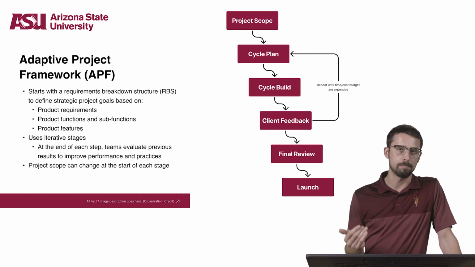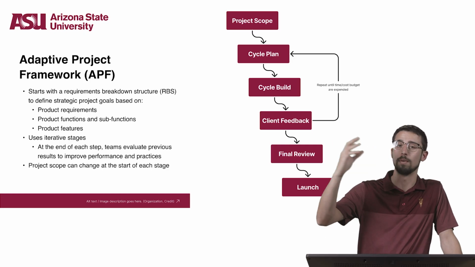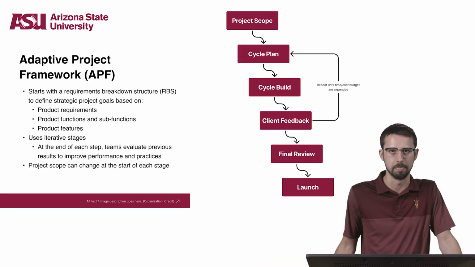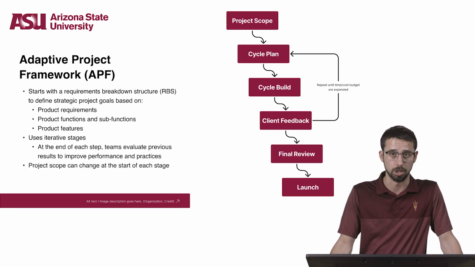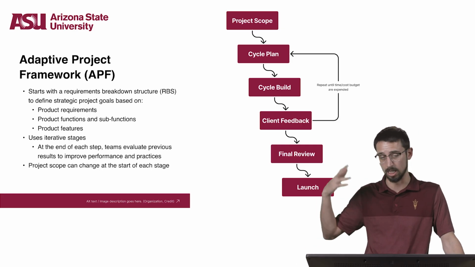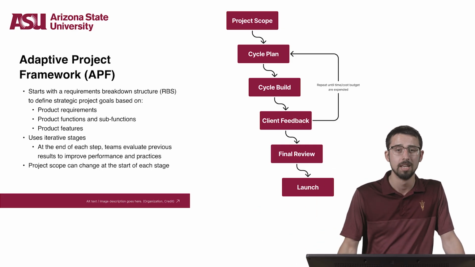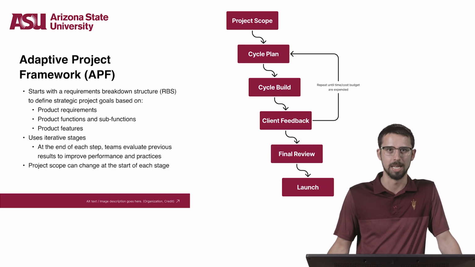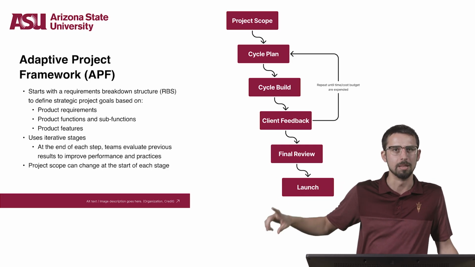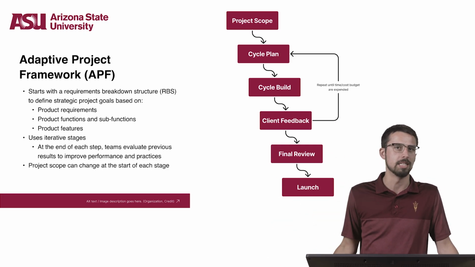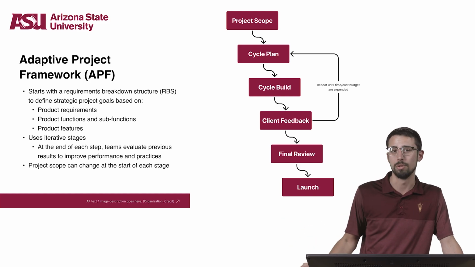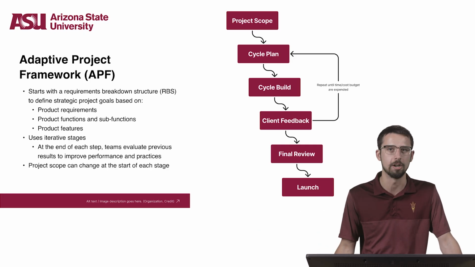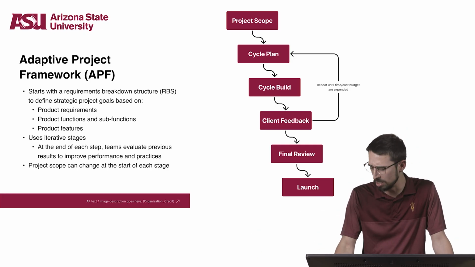And then the adaptive project framework grew from the difficulty of managing most IT projects using traditional project management methods, primarily due to uncertain and just really vastly changing requirements. And notice that this looks an awful lot like a waterfall, but there's an odd loop in the middle there that reconnects the client feedback phase to the cycle plan. Also note that loop says repeat until time/cost budget are expended. Ouch, okay, what does that mean?